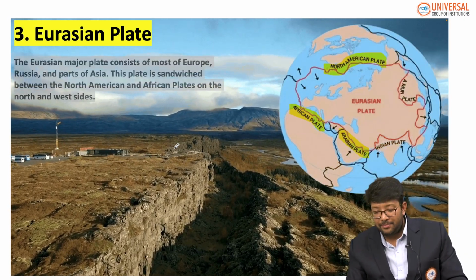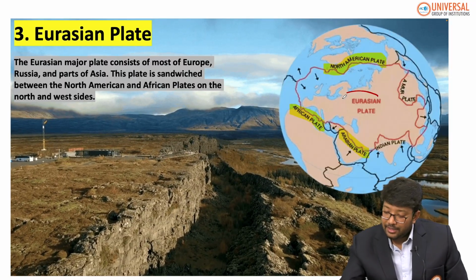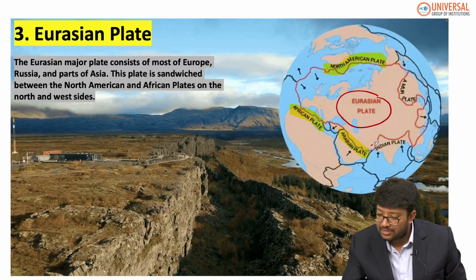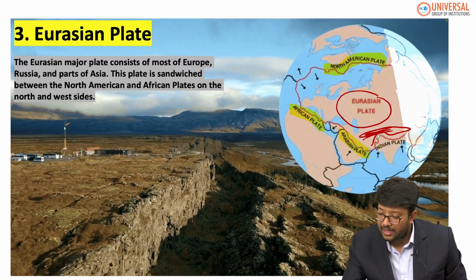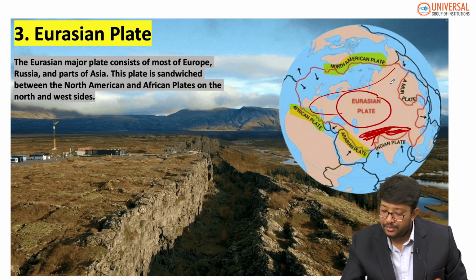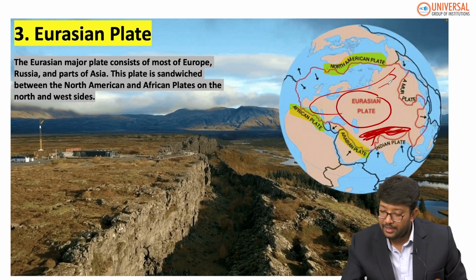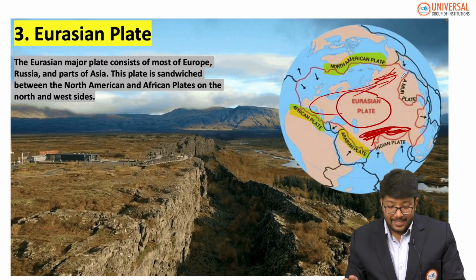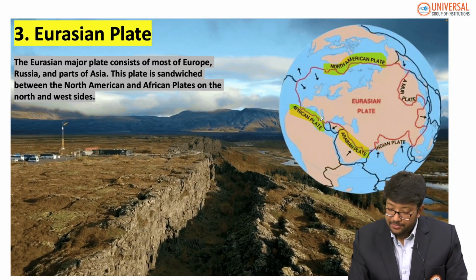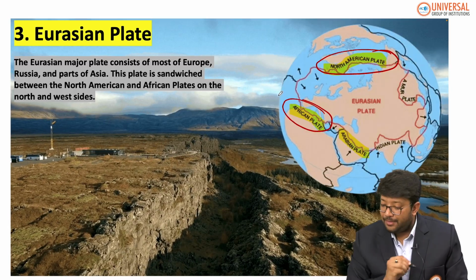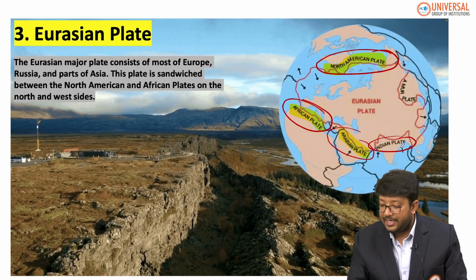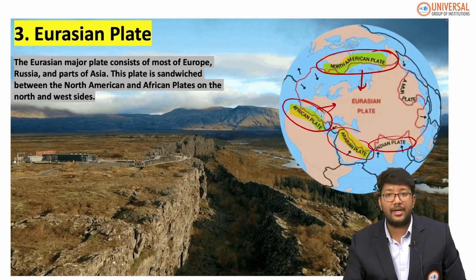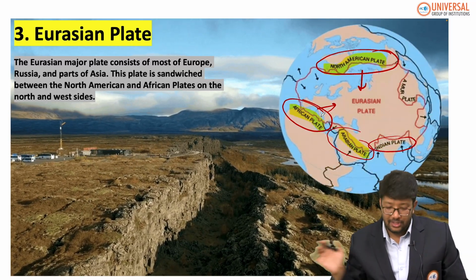The third plate is the Eurasian plate. The Eurasian plate consists of the whole of Europe, Russia, and some parts of Asia also. As you can see, this is the Asian part. This particular area is Asia. This is Europe, and Russia. This particular plate is sandwiched, as you can see, between the North American plate, the African plate, and the Arabian plate. Indian and Arabian are the minor plates, but the major plates are the North American plate and the African plate. So the Eurasian plate is sandwiched between these two plates.